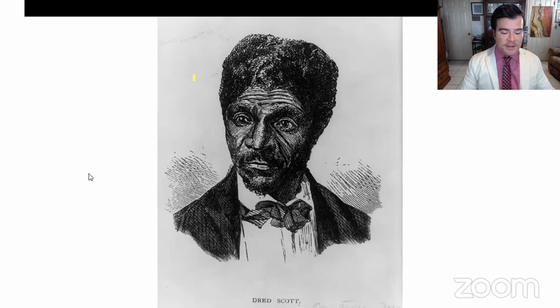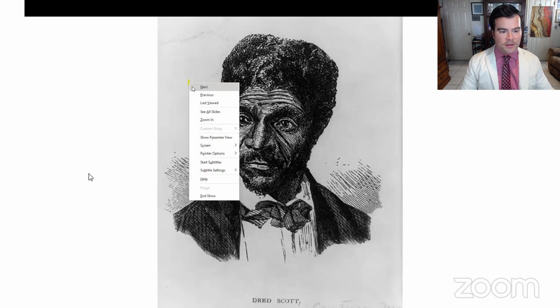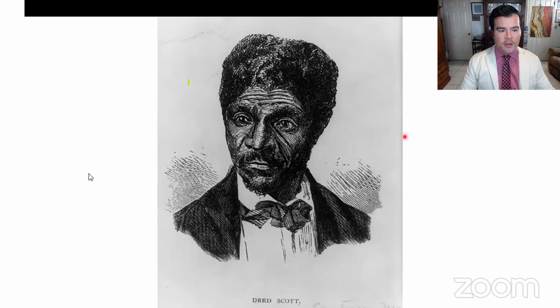Dred Scott. This decision, guys, huge. He's trying to fight for his freedom. What ends up happening is he said, when I was transported to the northern free states, I became a free man. But then Chief Justice Taney is going to rule that, well, he's an African slave, and so he has no rights, and he's just property. He can't make any arguments in court.